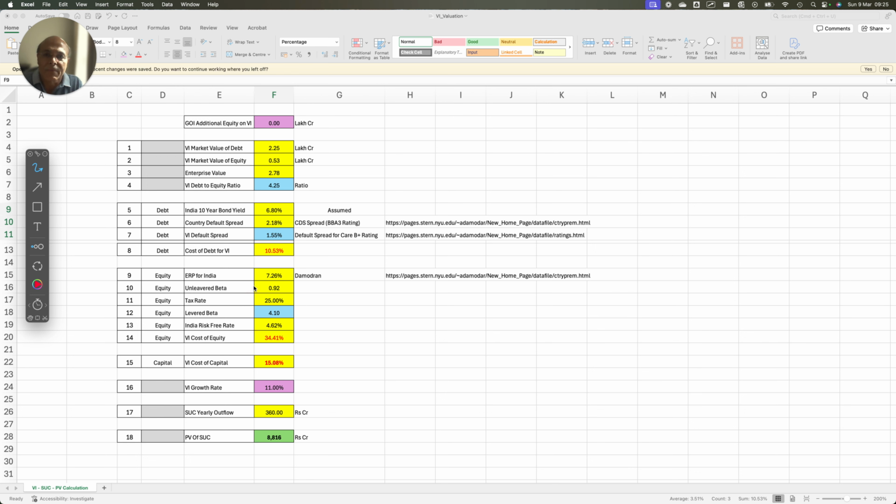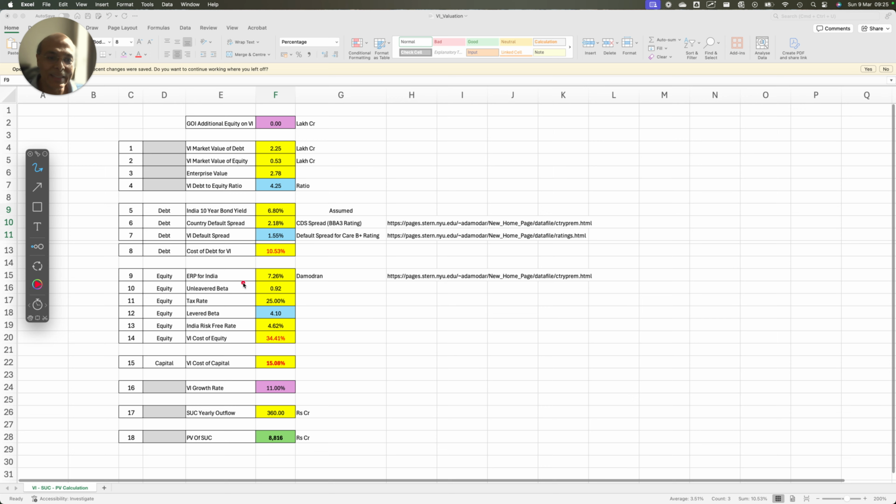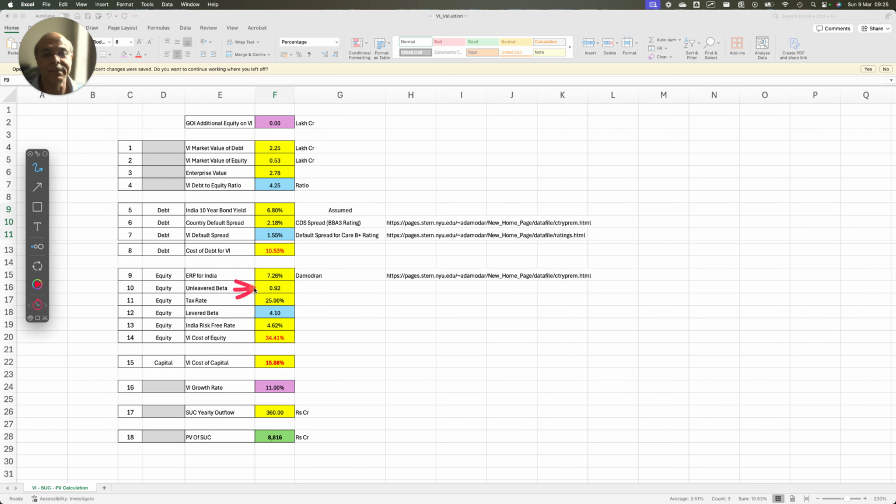Now for a telecom company, because these are sector specific, this beta, which is called unlevered beta, is 0.92, as per Damodaran. Now, how do I calculate the overall cost of equity? By using ERP and unlevered beta. It is very simple. What is the risk-free rate? As I told you, risk-free rate is this minus this minus this, which I have captured here. The India risk-free rate is 4.62%, because this much return you have to make by investing in a risk-free return. The ERP for India is 7.26%.